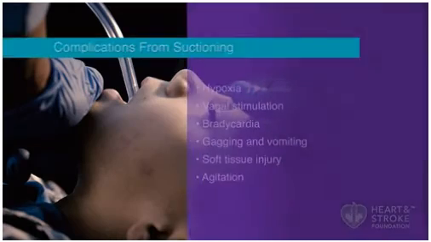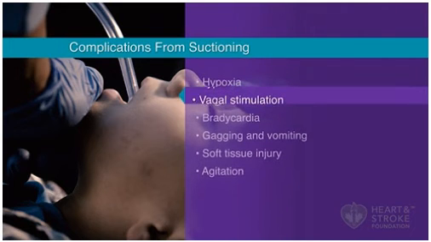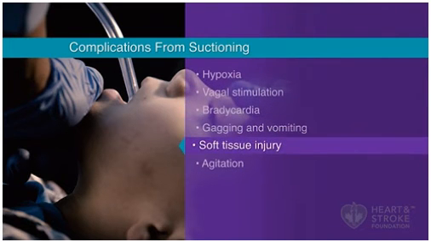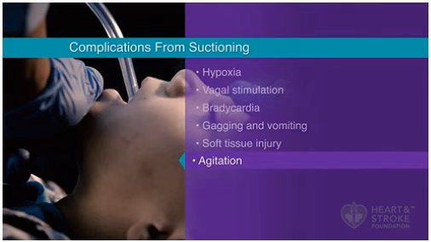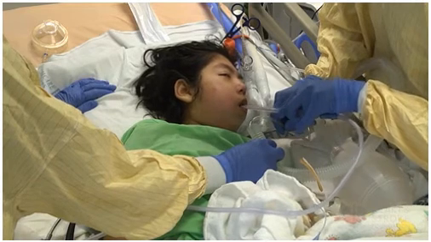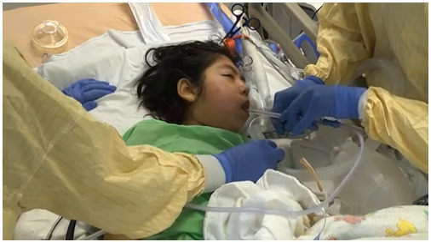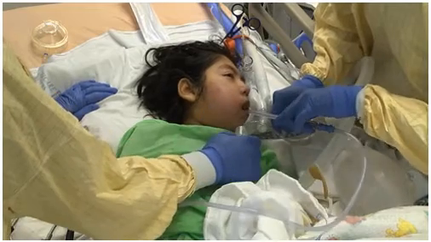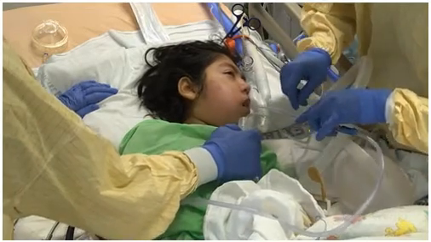Complications from suctioning may include hypoxia, vagal stimulation, bradycardia, gagging and vomiting, soft tissue injury, and agitation that may further compromise the patient's cardiorespiratory status. To suction the oropharynx, gently insert the distal end of the suction catheter into the oropharynx over the tongue. Guide it into the posterior pharynx and apply suction by covering the catheter's side opening. At the same time, withdraw the catheter with a rotating or twisting motion.